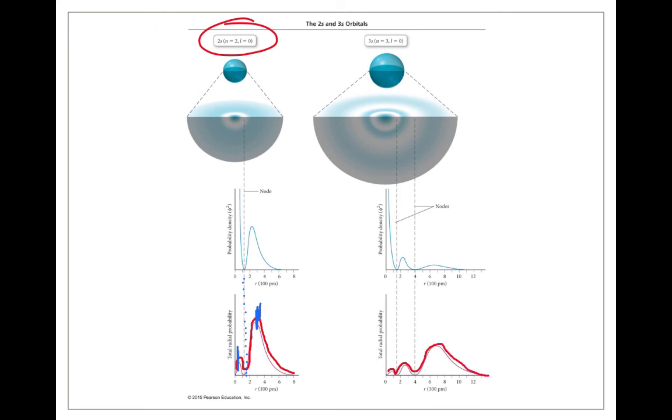So it's a larger orbital the farther out we go. But now we have 2 nodes, so we have a node right about here, and a node right about there as well. And so there are 2 areas where we have a 0 probability density of finding an electron.